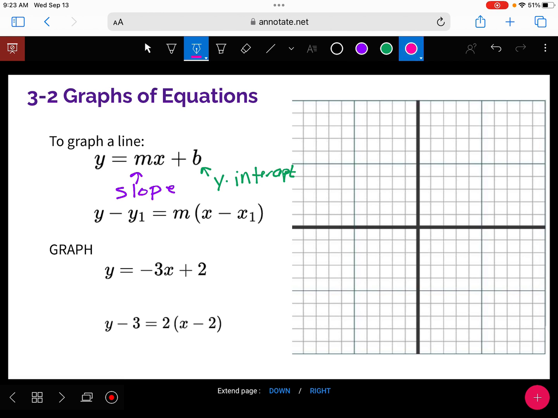The bottom one has at least one piece the same. m is still our slope. This one is called point slope, if we don't remember that. Because inside this equation is a point. (x1, y1) is a point. It gives us a point, it gives us a slope. We can get a line.